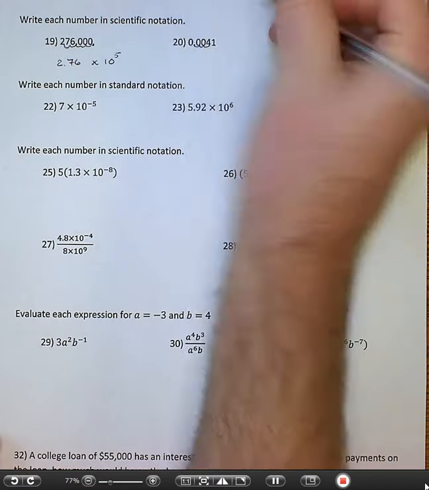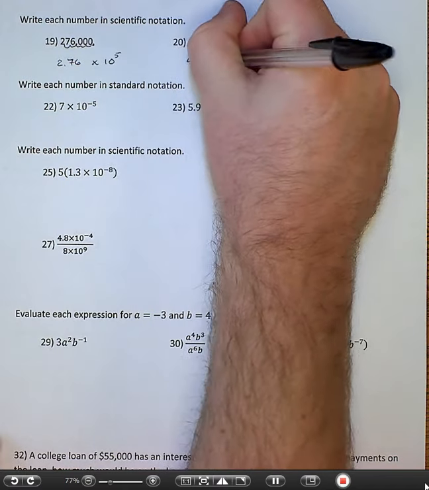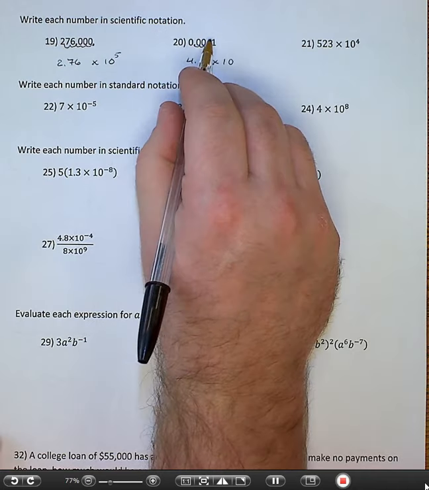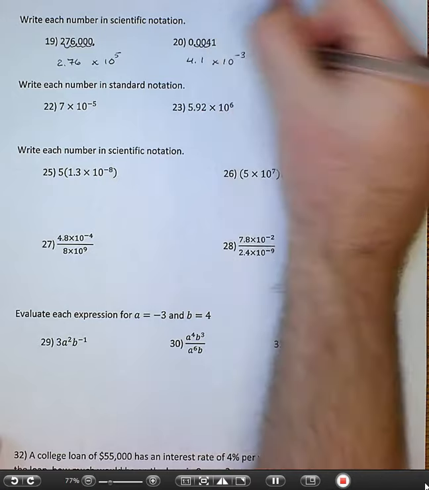Needs to be between the 4 and the 1, so 4.1 times 10 to the, that's a small number. I moved it 1, 2, 3. Small numbers have negative exponents attached to them, so negative 3.